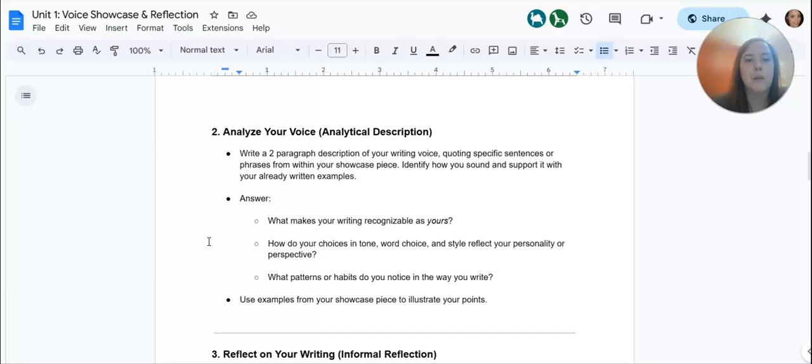The second thing that you'll want to make sure you have is a minimum of 2 paragraphs analyzing your voice, and those paragraphs should at least cover these 3 questions. What makes your writing recognizable as yours? Like, how do you know that you wrote a thing?